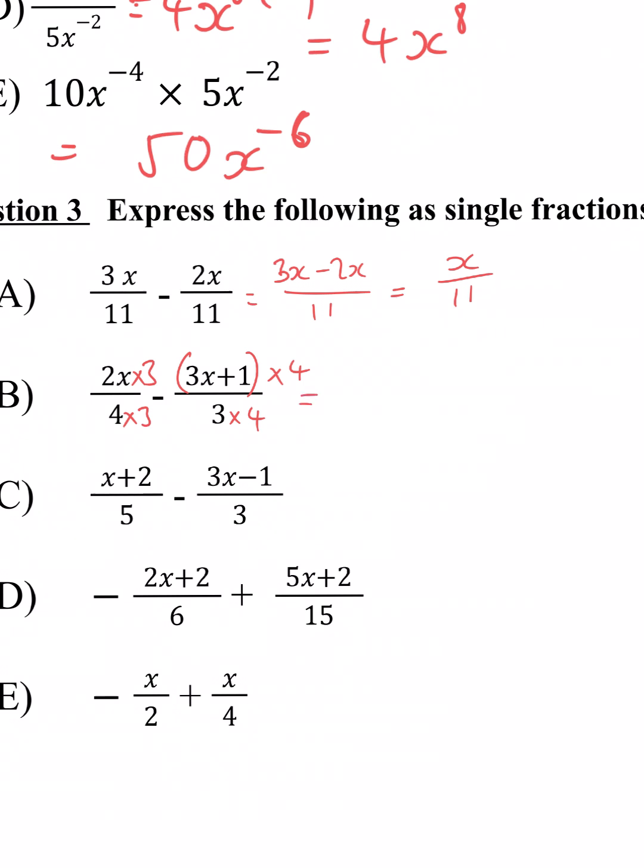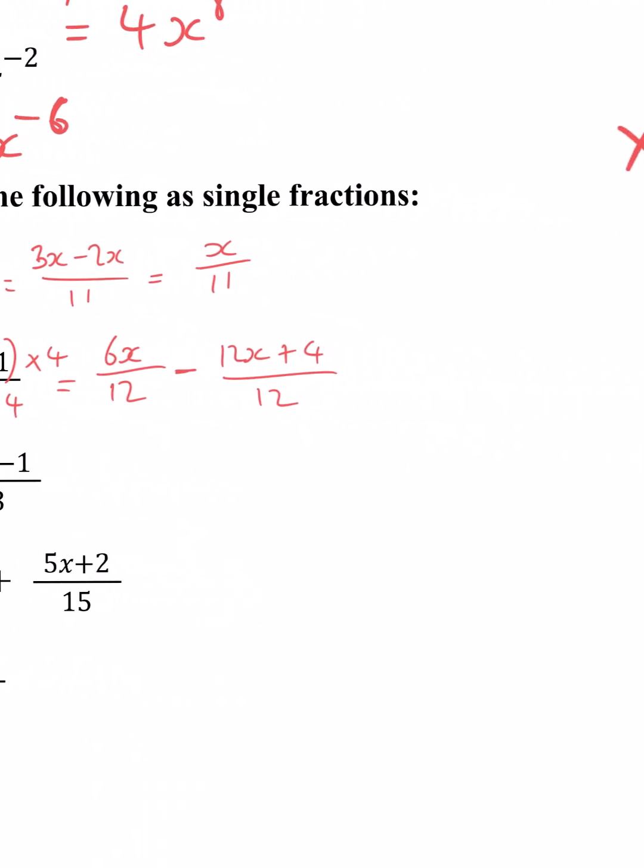So on the left there, 2x times 3 is 6 times x. 4 times 3 is 12. I'm going to leave this minus here in the middle and deal with it in a moment. 4 times 3x is 12 times x. 1 times 4 is 4. 3 times 4 is 12. So if you look, that's 4 times 3x is 12x. 4 times 1 is 4. Then we can add up.